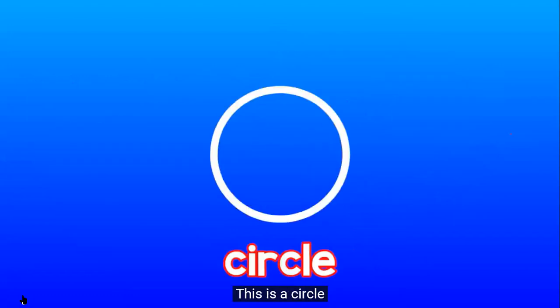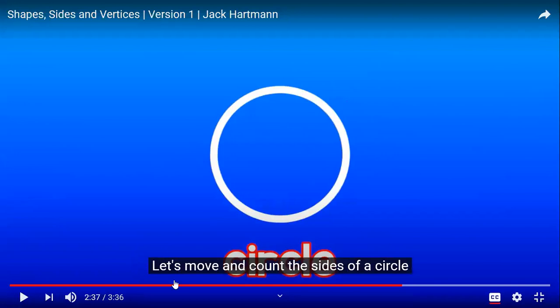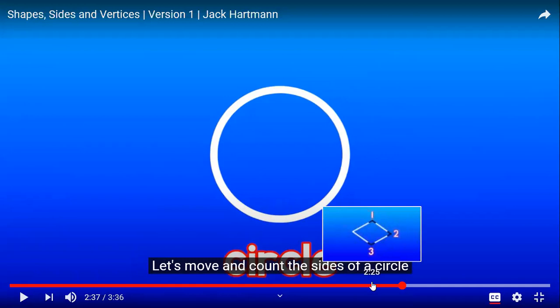This is a circle. Let's move. Oh, he says, let's move. And he's going to say, and count the sides of a circle. Can anybody tell me how many sides a circle has?